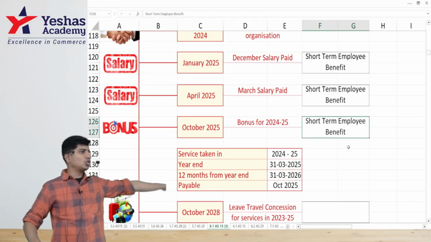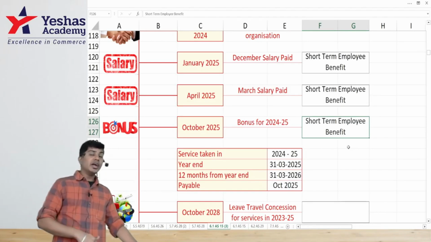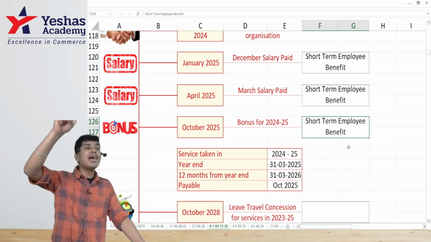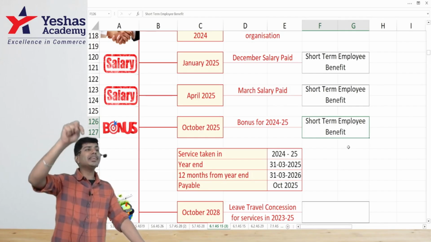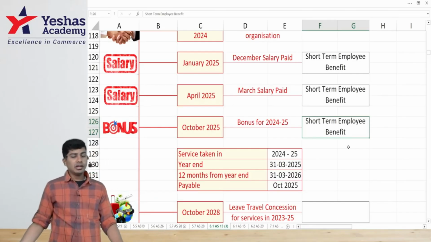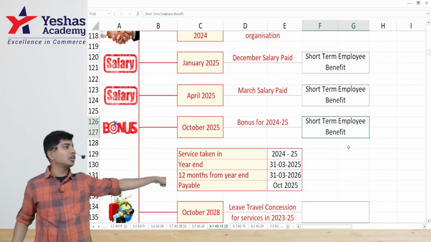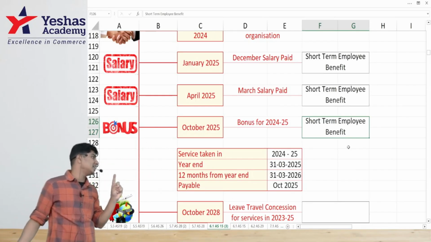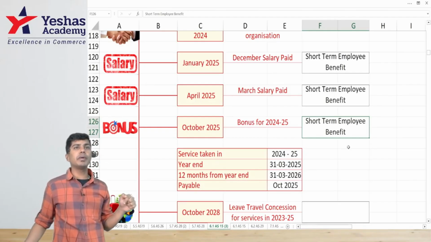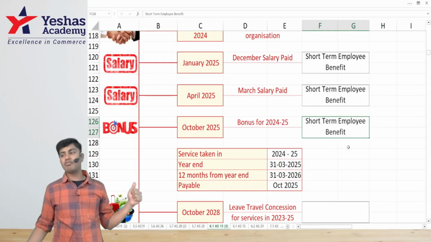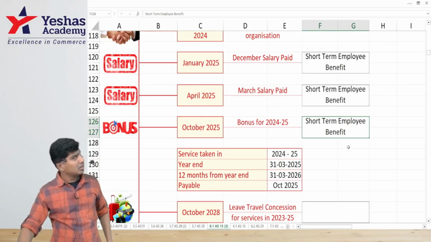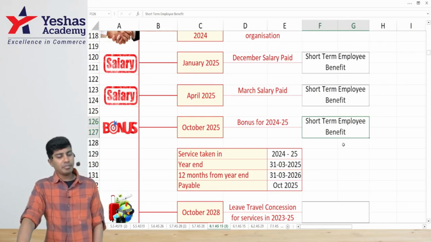I'll give you full detail as to how it is short term. What if they pay late? Payment is not the criteria. When is it payable? Due to be paid in October. Let's say the company says, hey boss, I will give you in April 27. Let them give in April 26, but it is still short term. It's not the payment date that matters. It is when it is due for payment. When does the company have an obligation to pay? October 2025. So tell me, short term or long term? Everybody understood? Come to the next one.